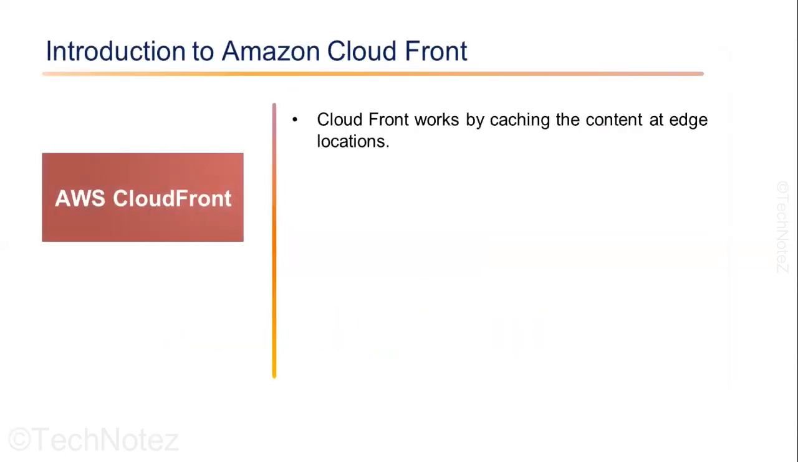CloudFront works by caching the content at different locations known as edge locations around the world. When a user requests the content, CloudFront checks to see if the content is already available in the cache at the nearest edge location. If the content is available, then the edge location serves the content directly to the user. If the content is not available at the nearest edge location, CloudFront retrieves the content from the origin server, such as an Amazon S3 bucket or an EC2 instance, and stores a copy of the content at the nearest edge location in the cache memory for the future purpose.